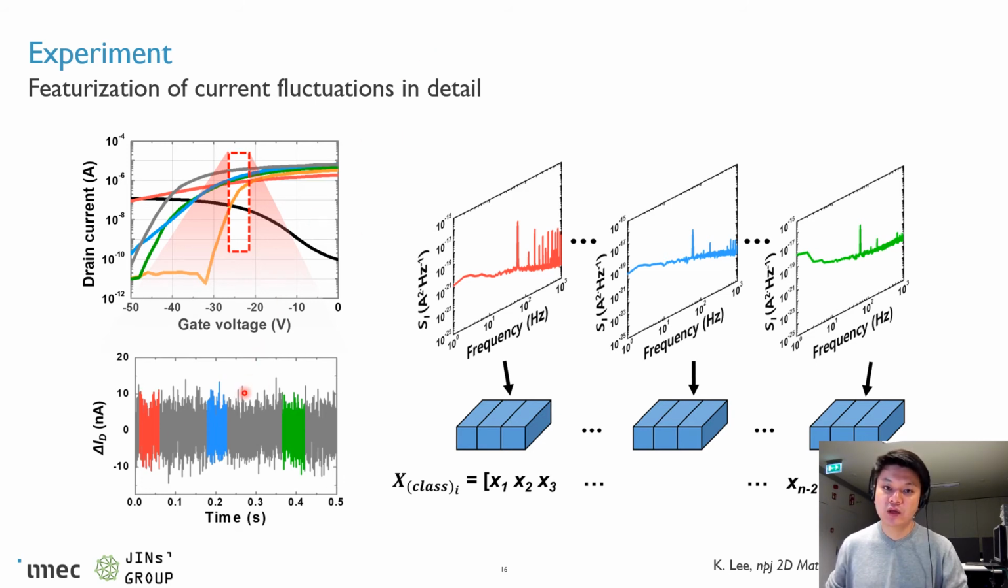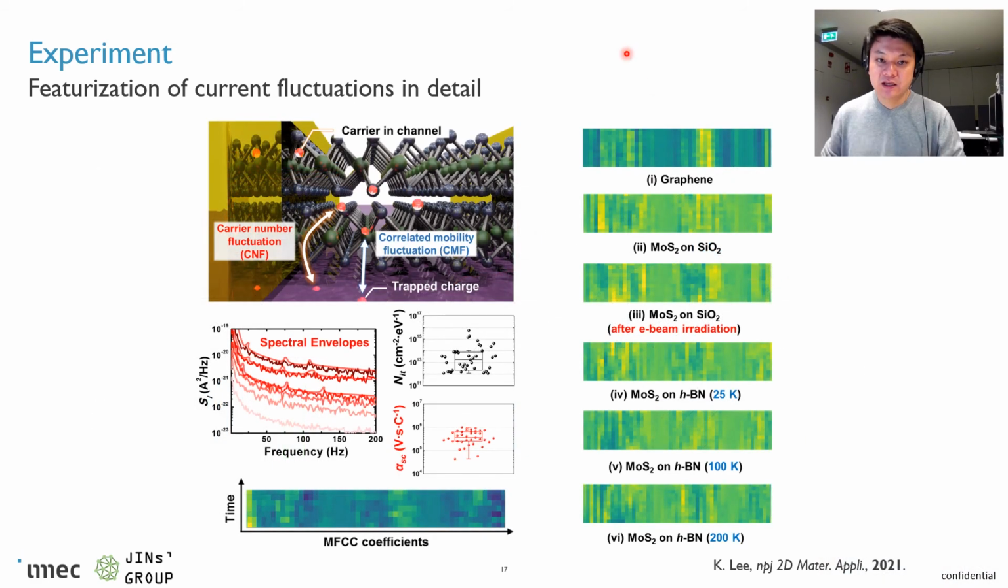So in this paper, we use the current fluctuation data of each device and featurize it as I told you in the previous slides. The current fluctuations of each device have their own trap profile, and accordingly, the spectral envelopes are extracted differently from each other. Therefore, we finally obtained the engineered MFCC data for each device, as below.